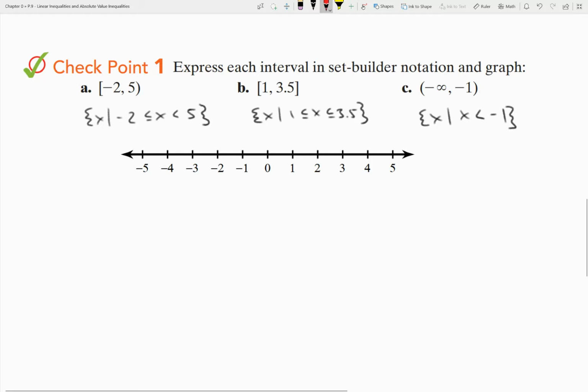Okay, and then if I were to graph these, we would go from -2 with a bracket to 5 with a parenthesis. There's my first graph. And then 1 with a bracket, 3.5 with a bracket, and there would be my second graph. And finally, -1 has a parenthesis, and my graph keeps going that way.